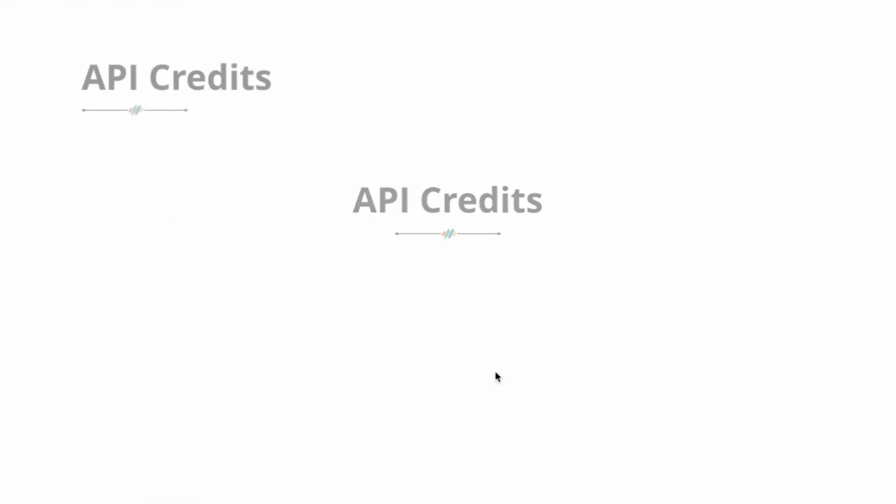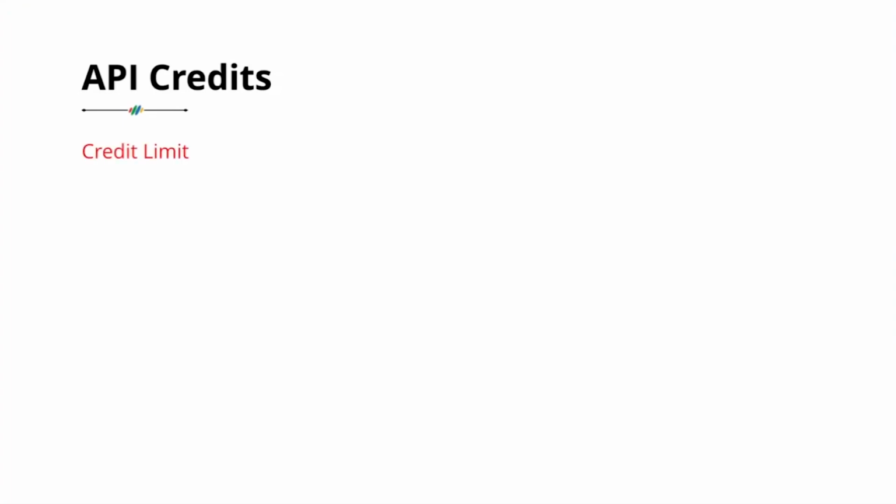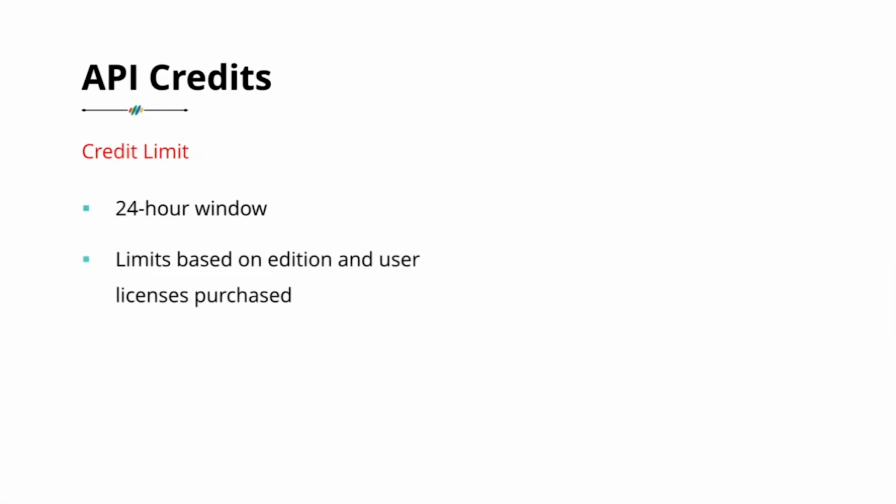Now, credits. Every API call that goes through has to be accounted for, has to be metered somewhere, right? So this is where credits come into play. Each edition of CRM, depending on the number of user licenses purchased, will have a set number of credits for that account. All API calls are metered through credits. Every edition, like I said, will have a maximum credit limit.